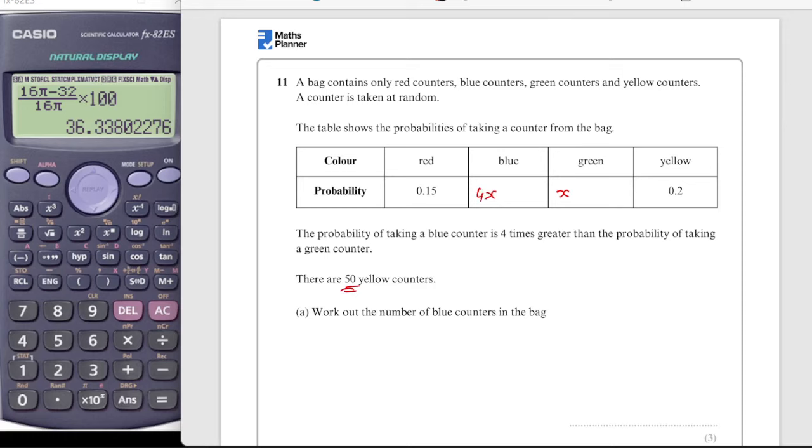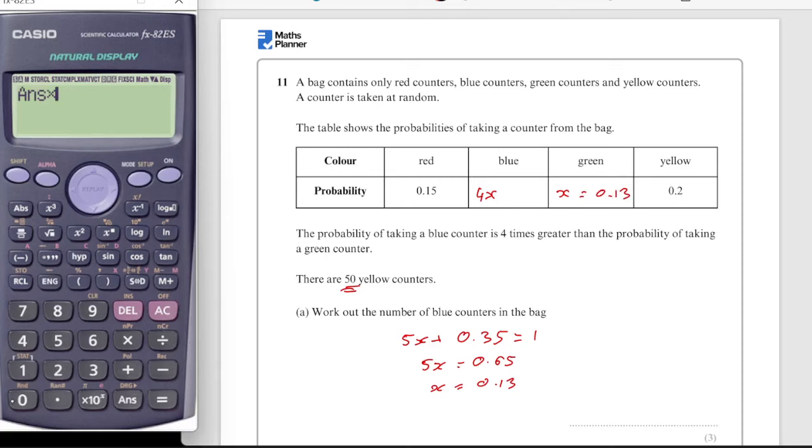Okay, so we'll work out the probabilities first of all. So currently 5x plus 0.35 is going to be equal to 1. So 5x is going to be equal to 0.65. So x is going to be equal to 0.13. So 0.13 there. And the probability of blue would be 4 times that. So 0.13 times 4 would be 0.52.